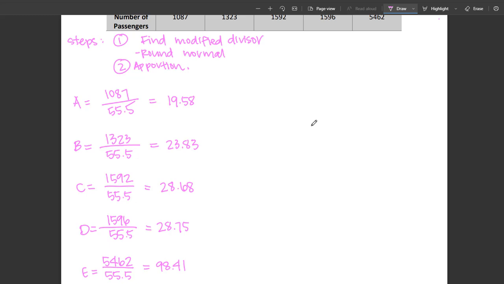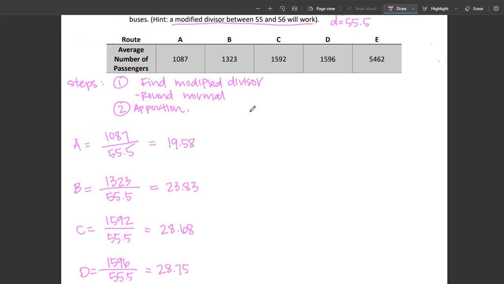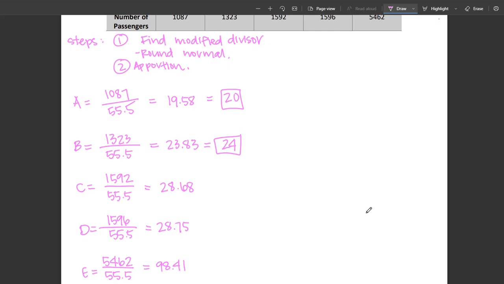Alright, so our first one on A, we take 1,087 and divide by 55.5. We get 19.58. We are going to round normal. So we're going to round to 20. B, we have 1,323 divided by 55.5. We get 23.83. When we round normal, we get 24. C has 1592 divided by 55.5. We get 28.68. We're going to round it.